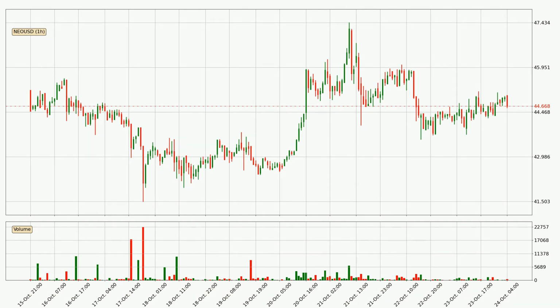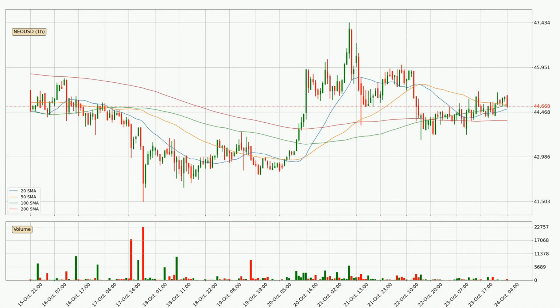Looking at the NEO hourly time frame, the price moved only slightly to the upside, with around 1.1% in the last 24 hours, with a current price of 44.7. Looking at the hourly simple moving averages, for this time interval, the current price is above all of the simple moving averages, which looks bullish, and you should watch if the closest SMA, the 20 SMA, could remain stable or the price will dip below it, with the current price of around 44.6.